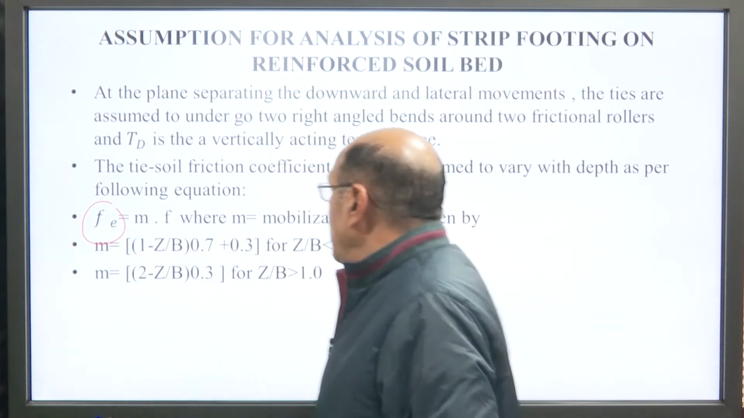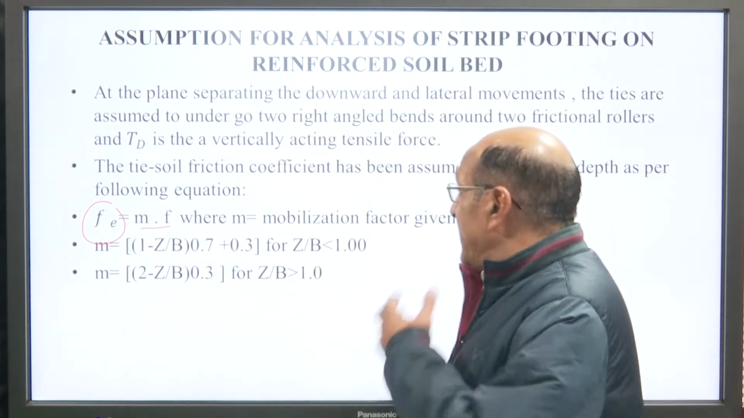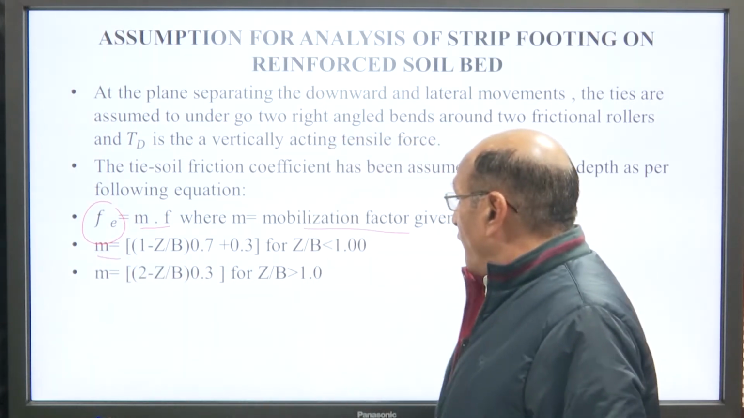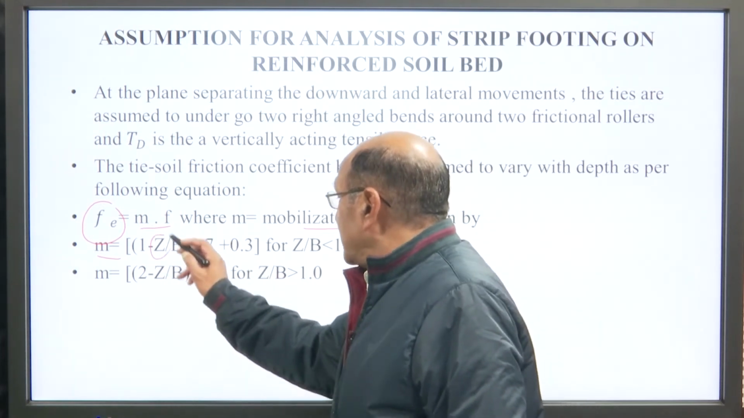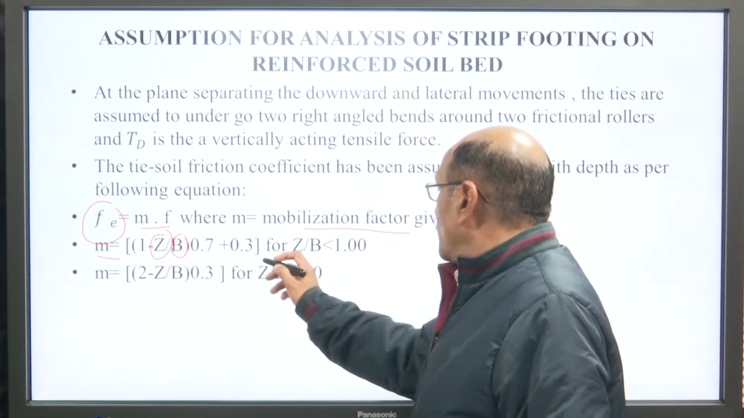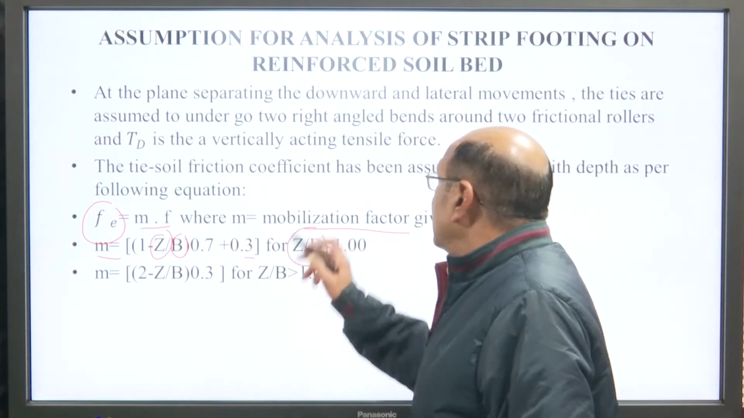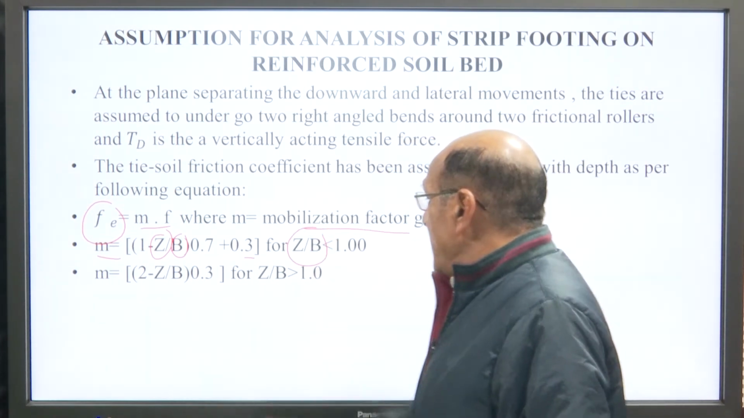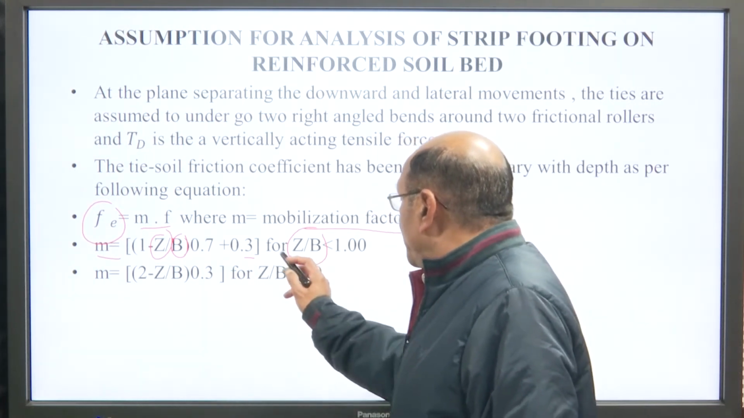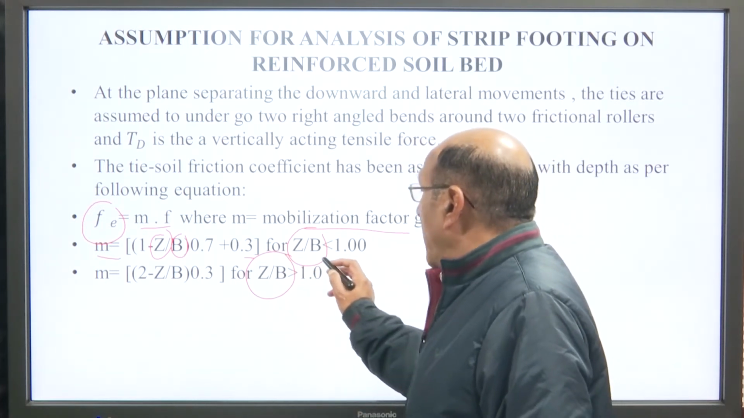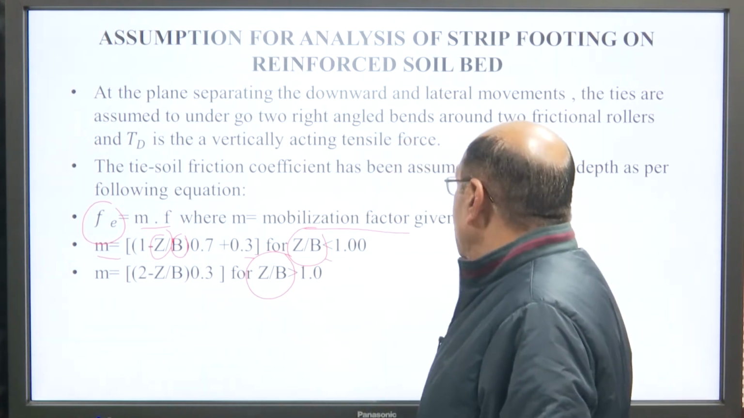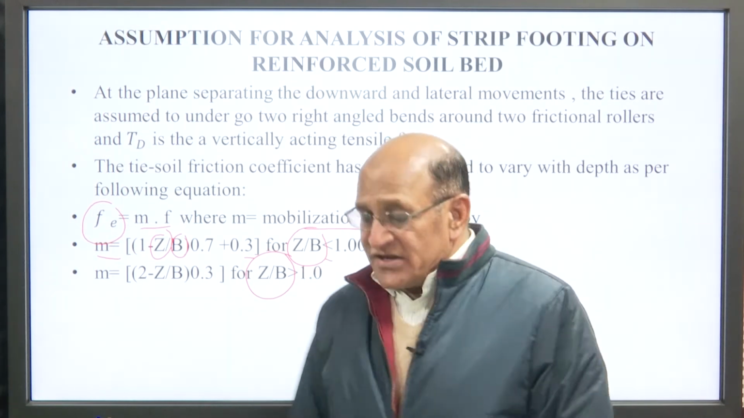So, Fe will be equal to Mf, where M is a mobilization factor, and that will be given by (1 minus Z by B) multiplied by 0.7 plus 0.3 for Z by B less than 1. Here Z is the depth of the foundation and B is the width of the foundation. M is equal to (2 minus Z by B) into 0.3 for Z by B more than 1. So, by this formula we can calculate the mobilization factor for the different conditions.